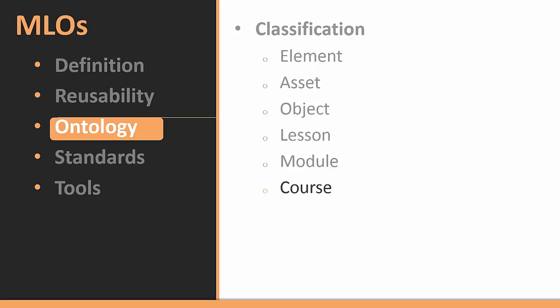If you have a combination of modules, then that becomes a course. And this combination of modules typically has some advanced interactions associated with it. So this is the classification schema, the ontology that includes learning objects. So again, multimedia learning objects are somewhere here in the middle.